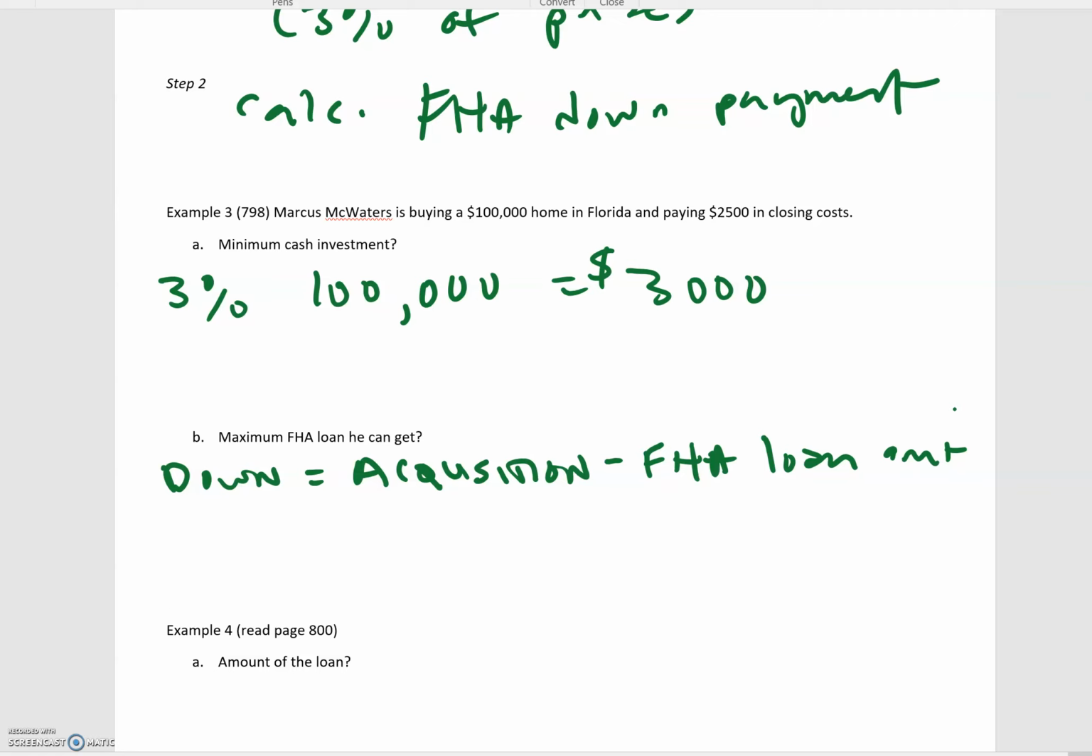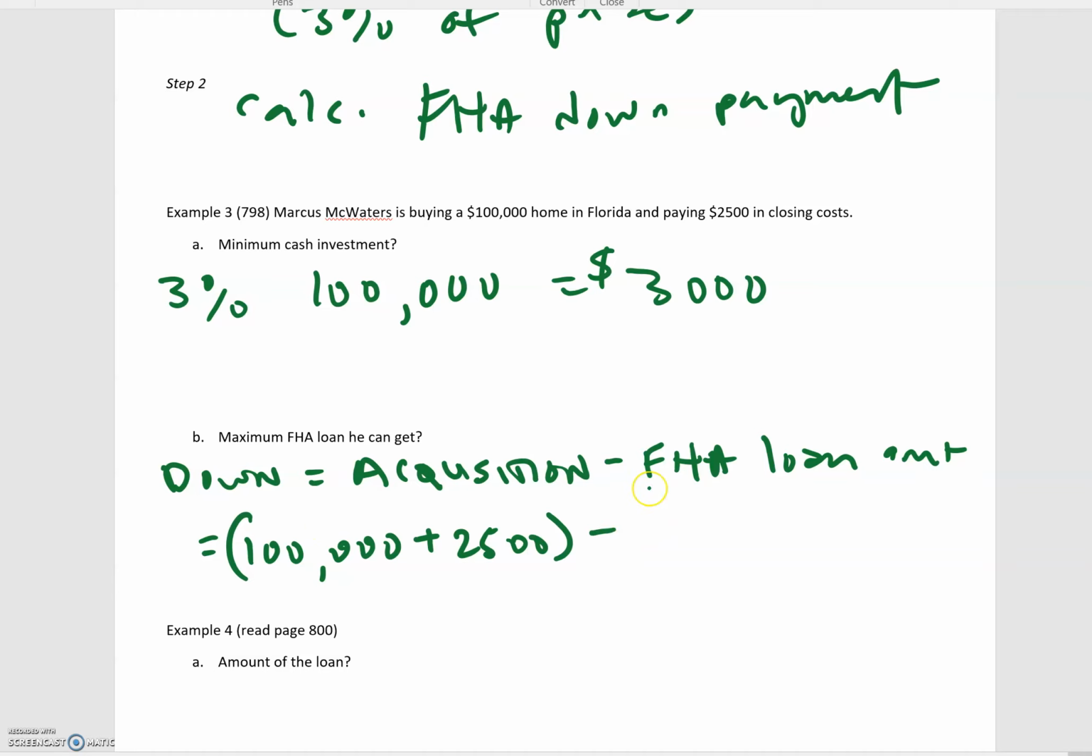So for those of you that have purchased a home, you know that sometimes when you go through the roles of acquiring, you have to pay people, pay institutions, pay groups. And so those things are called closing costs. And so the total acquisition is going to be the cost of the home plus the closing costs. And then we're going to subtract the FHA amount.